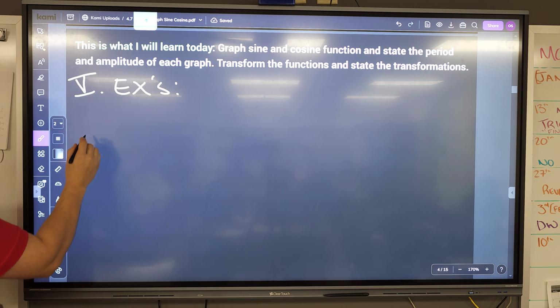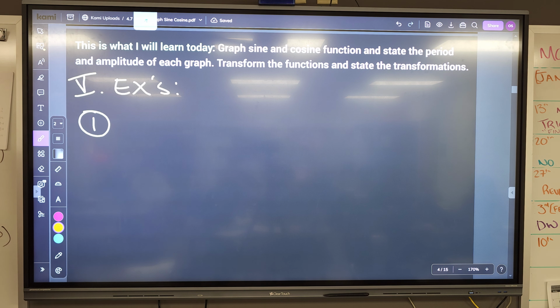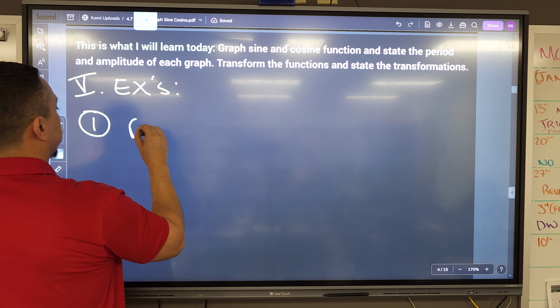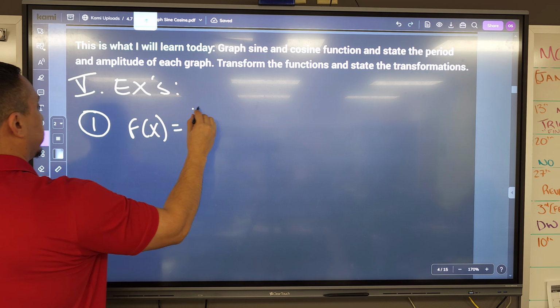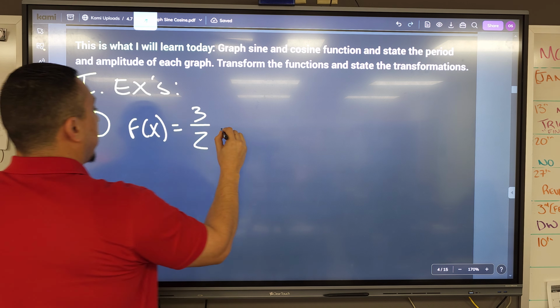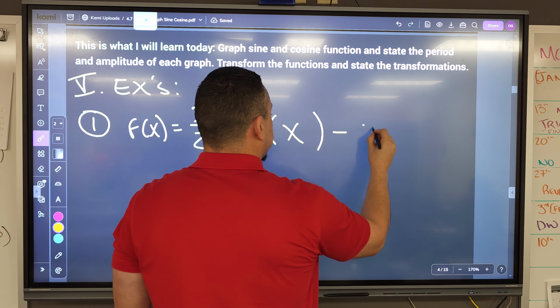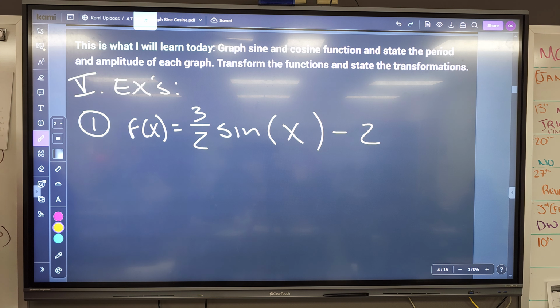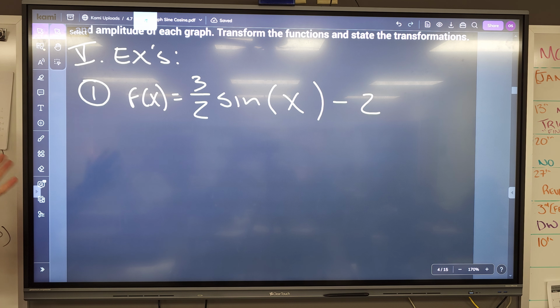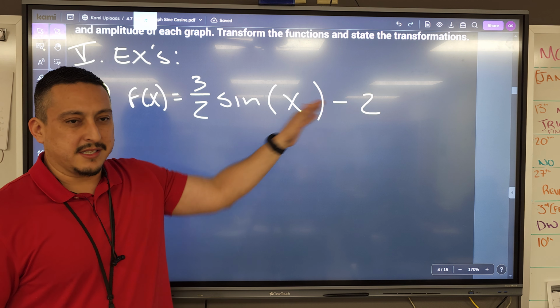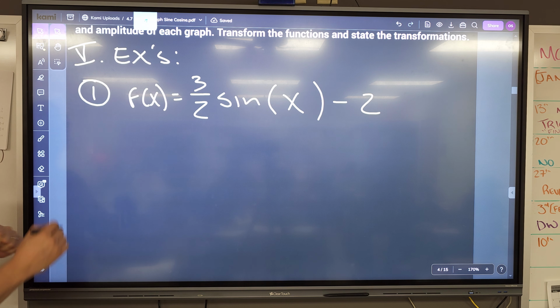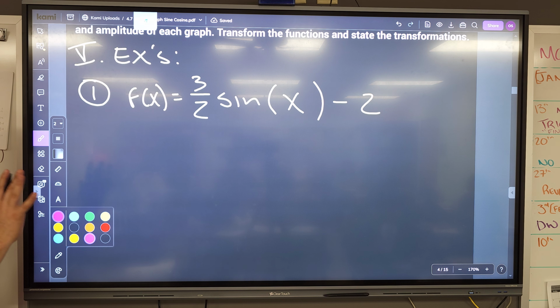Okay, so these problems look like this. Number one, let's do f of x equals 3/2 sine of x minus 2. We're not going to graph them. Today we're just going to graph the parent functions, because then we can take that parent function and do this stuff to it, so we don't need to actually graph them. But we're going to answer 5 questions.